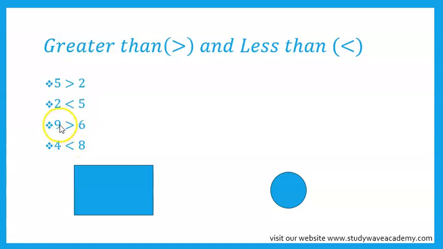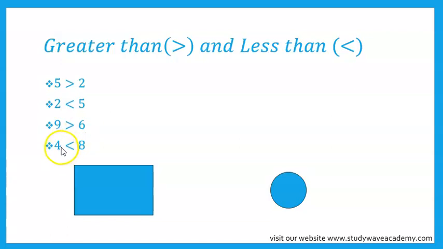We also have here 9 is greater than 6. Is 9 greater than 6? Yes. If you have 9 objects and you have 6 objects, which is more? Is 9, right? So 9 is greater than 6. 9 is bigger than 6. So this is the sign, okay? 9 is greater than 6. Do you understand that? Good.